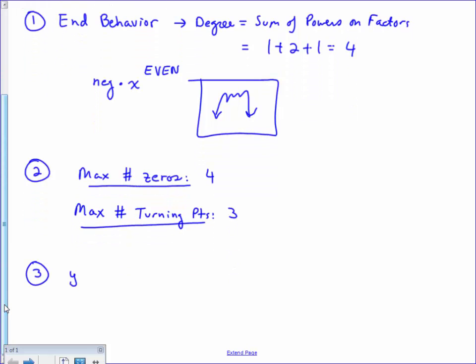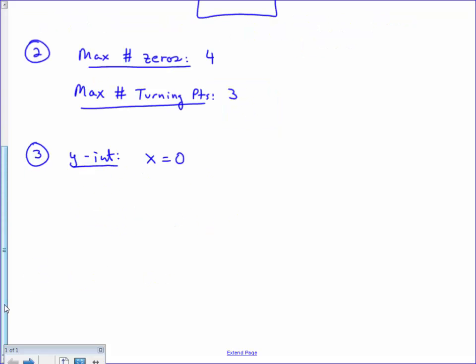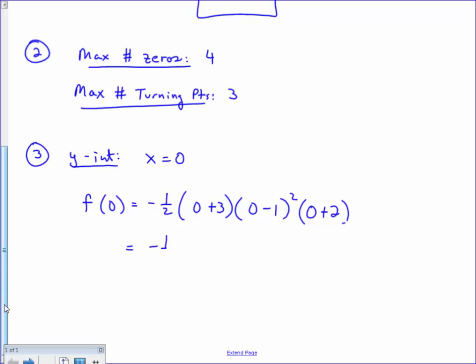Step 3 is to find the y-intercept. The y-intercept is found by letting x be 0 and then evaluating my function at x is 0. So f of 0 would equal negative 1/2 times 0 plus 3 times 0 minus 1 squared times 0 plus 2. The negative 1/2 stays in the front. 0 plus 3 is just 3. 0 minus 1 is negative 1, but then when I square it, it would become positive 1. And then 0 plus 2 is just 2.